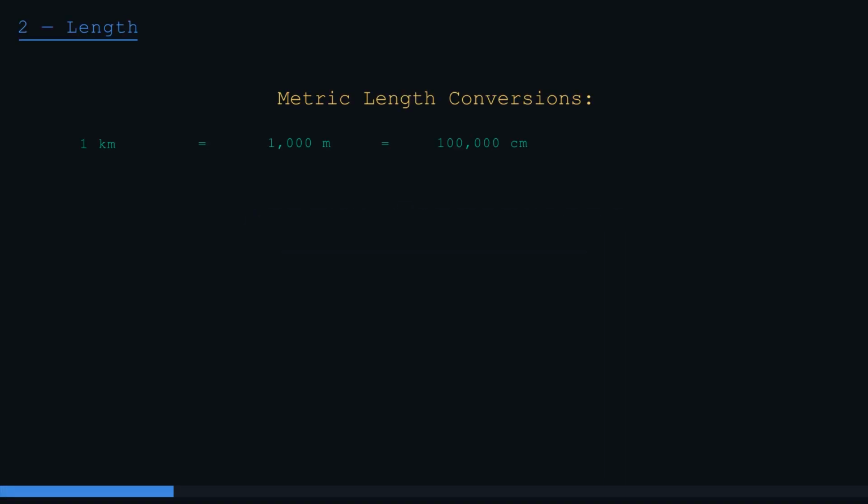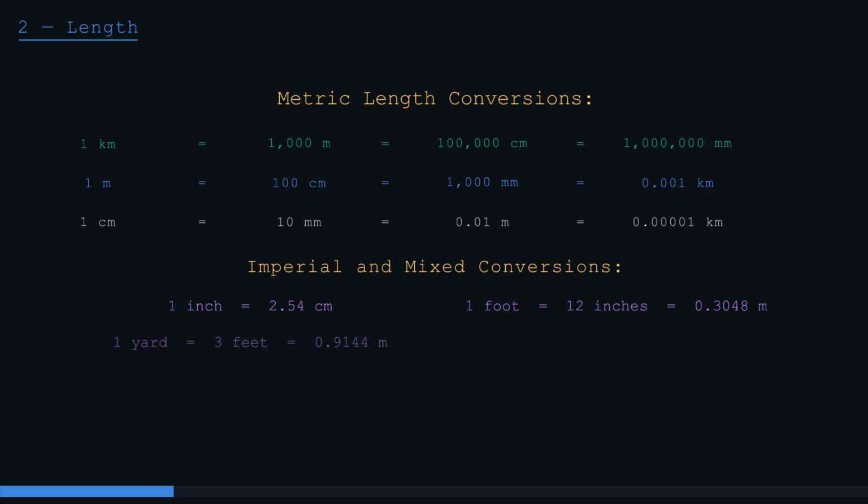Starting with metric length. 1 kilometer equals 1,000 meters, which equals 100,000 centimeters. 1 meter equals 100 centimeters, or 1,000 millimeters. For imperial and mixed conversions, 1 inch equals 2.54 centimeters. 1 foot equals 12 inches, or 0.3048 meters. 1 nautical mile, which is used in aviation, equals 1.852 kilometers.